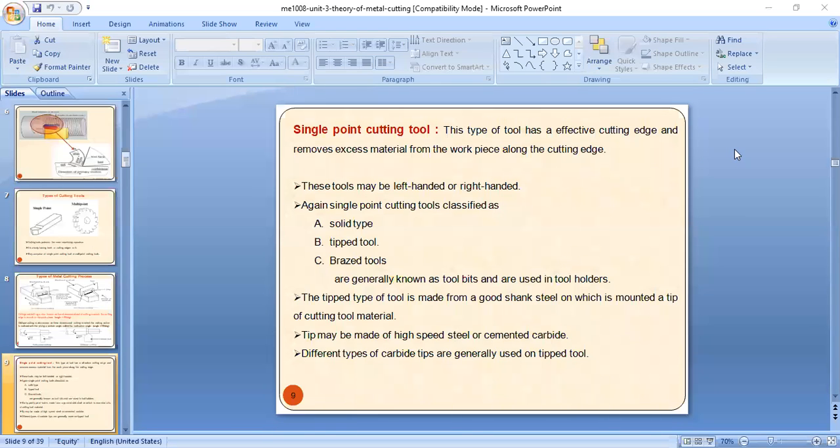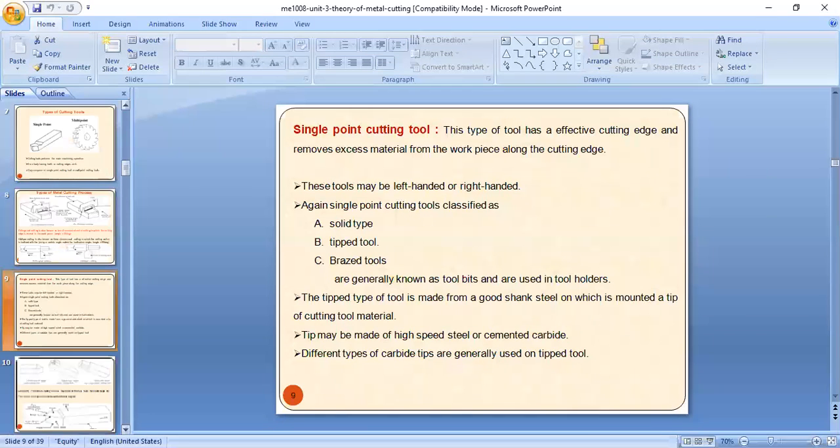Vibrations of any kind will affect the metal removal process. If the metal removal process is affected, then you will not get a good surface finish on the workpiece. In the tip tool, the tip may be made of high speed steel (HSS) or cemented carbide. Yesterday we discussed this also. Different types of carbide tips are generally used on the tip tool. That is the cemented carbide, and other types are also available. So next.